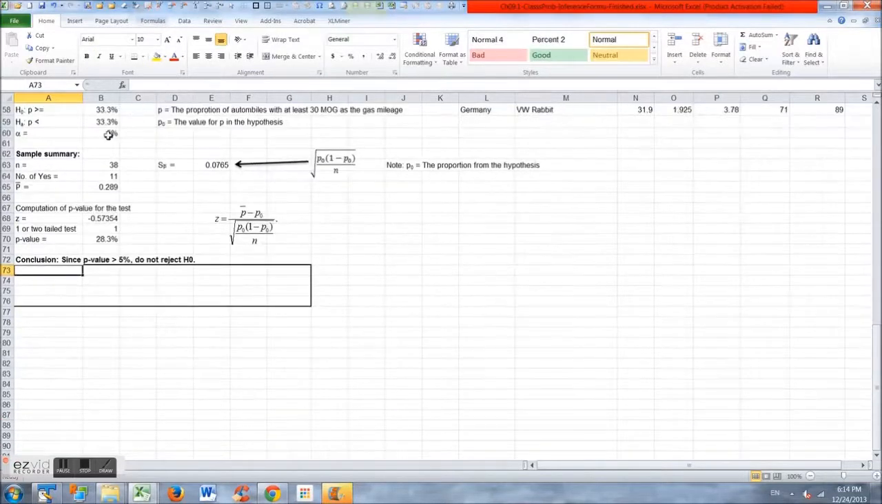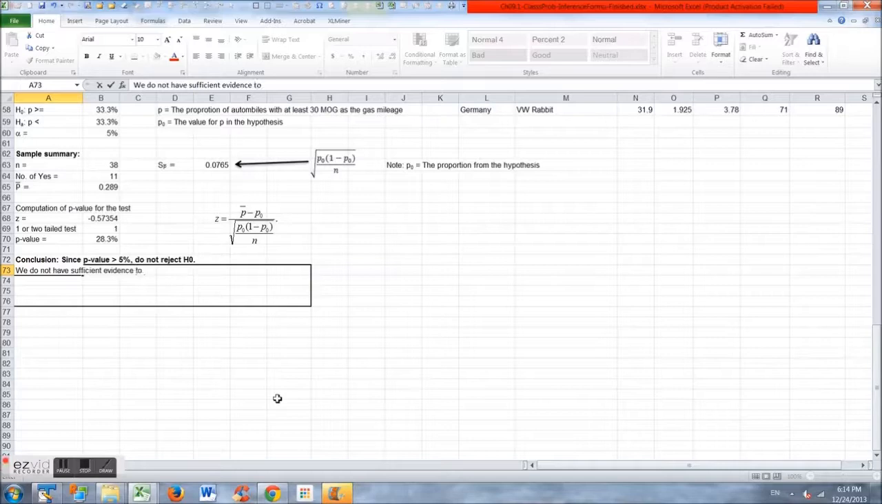So what is the interpretation? Again, two parts to the interpretation. So first part is we cannot reject, so we do not have sufficient evidence to conclude the proportion of automobiles with at least 30 mpg for gas mileage is less than a third.